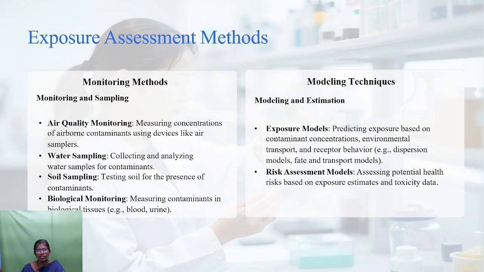Then modeling techniques include modeling and estimation. Exposure models, predicting exposure based on the contaminant concentrations, environmental transport and receptor behavior. So the dispersion or the movement of these contaminants can be modeled, and we can study those behaviors through the models. Then risk assessment models, assessing the potential health risk based on the exposure estimates and toxicity data, we can do the risk assessment models.